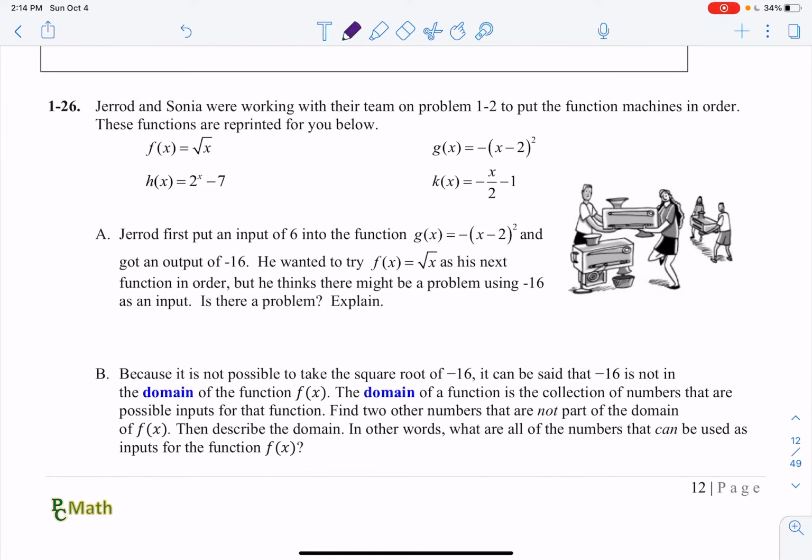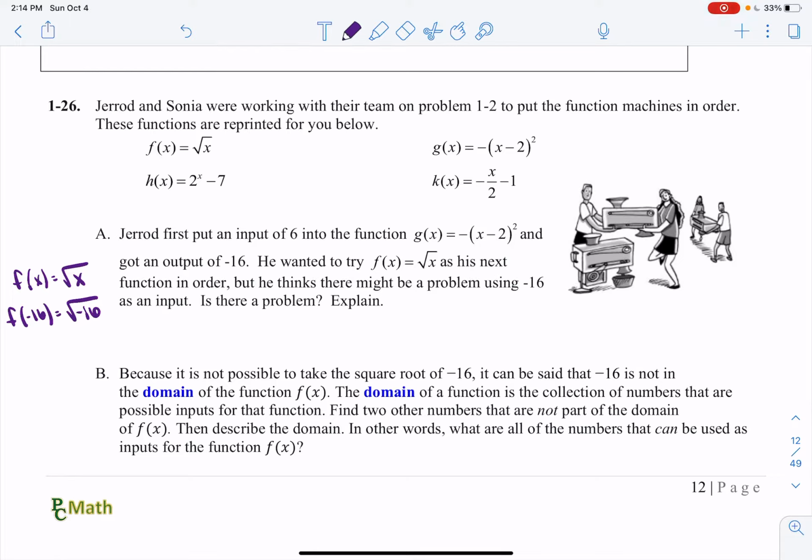So what that is saying, just to write it out for us, we have the function f of x is equal to the square root of x. And Jared is asking, well, can I take negative 16 and plug that in for our x value? This is where he's wondering, is there a problem? So let's think about that for a second.